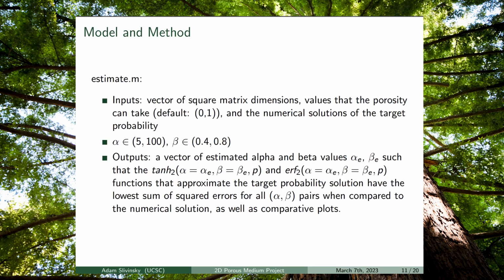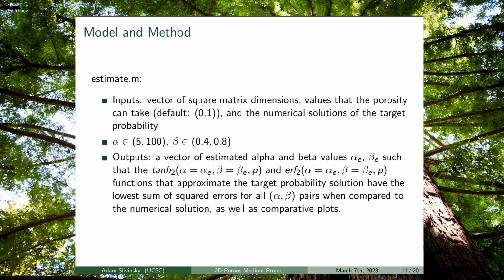Estimate takes in a vector of square matrix dimensions, the bounds of the porosity of interest, which is set to 0 and 1 by default, and the numerical solutions of the target probability given the square matrix dimensions. Values of alpha are chosen to be linearly spaced between 5 and 100, and values of beta are chosen to be linearly spaced between 0.4 and 0.8.